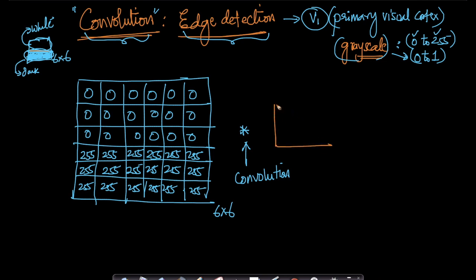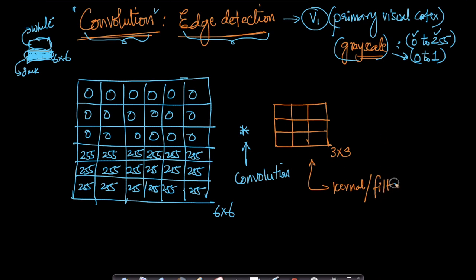Now I have another matrix here. Let's say I have a 3x3 matrix. This matrix is often called the convolution kernel. Remember, this is not your SVM kernel. This is a kernel in image processing. It is often also called a filter. It is also called a mask. It's also called an operator. There are multiple names to this matrix.